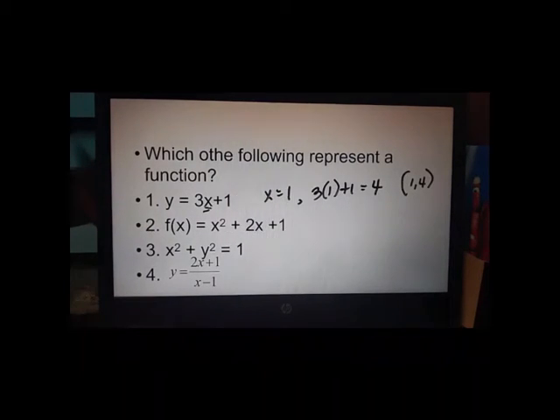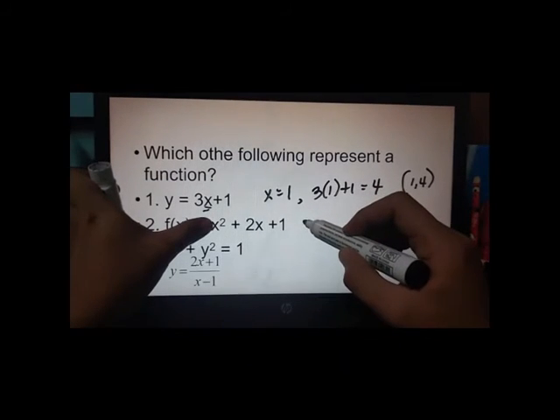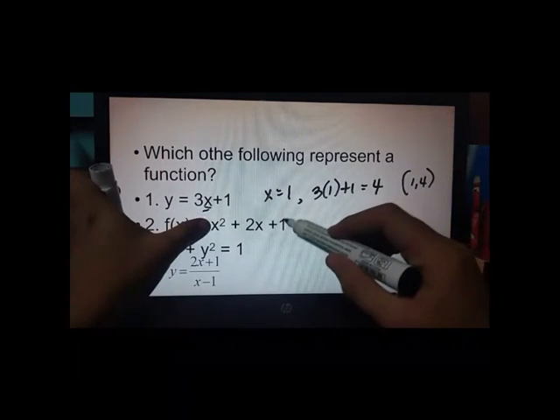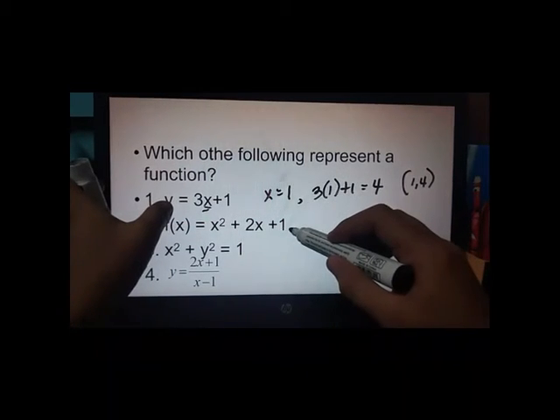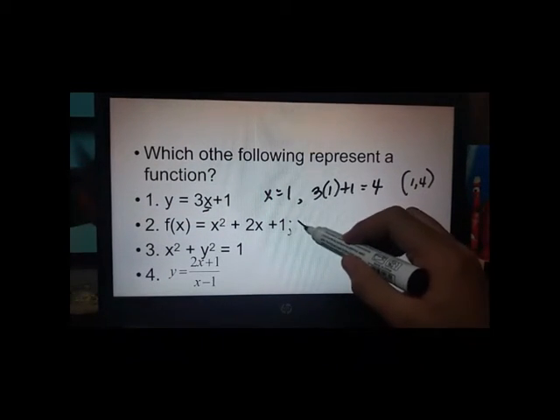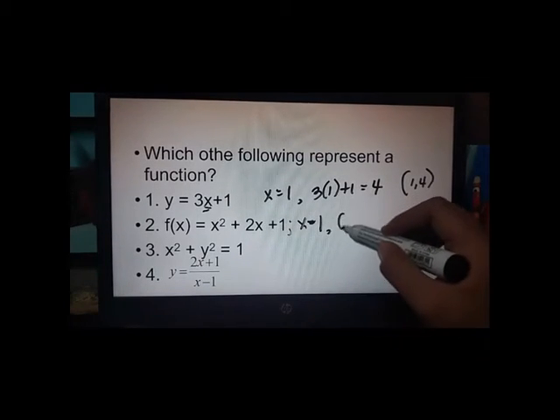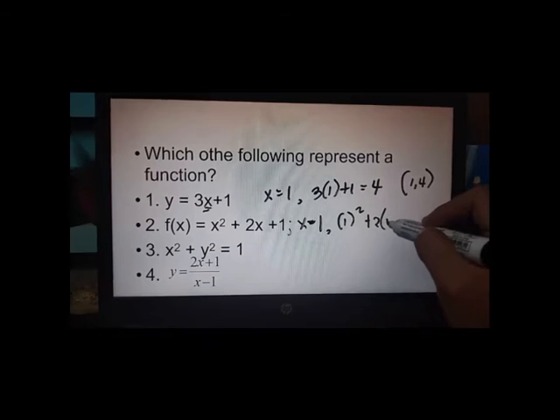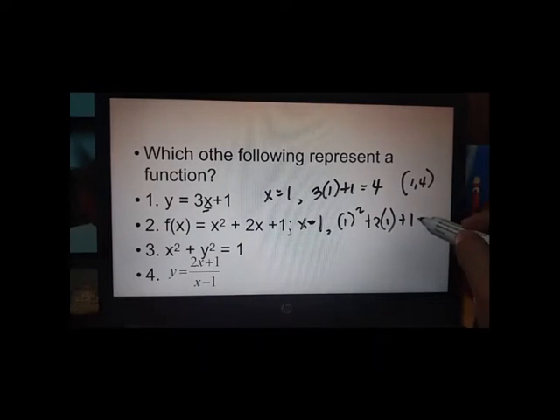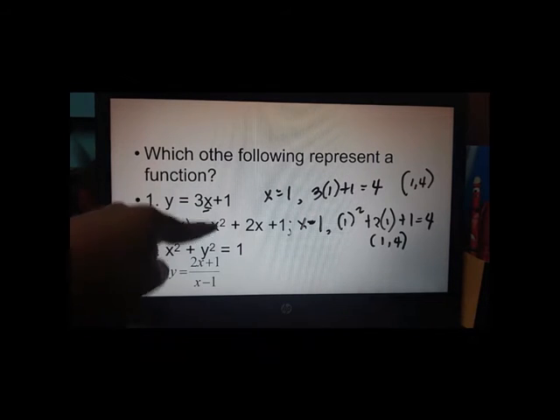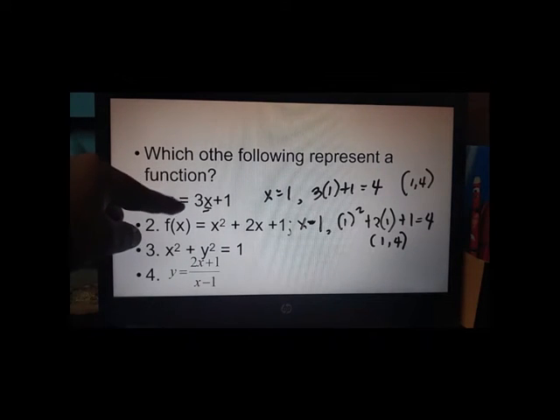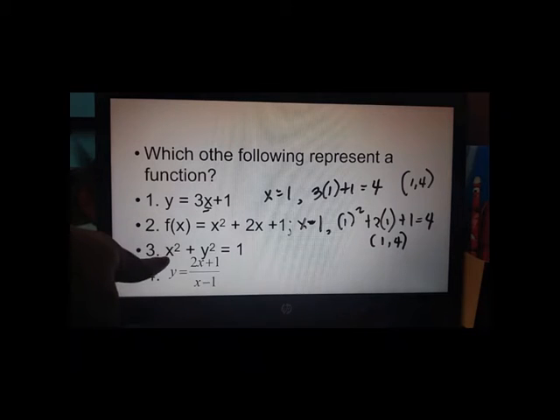Next, x squared plus 2x plus 1. If we substitute x by any value, can we have one output if we process this? Let's take x equal to 1. So we have 1 squared plus 2 times 1 plus 1 equals 4. So we have an ordered pair of 1 and 4. So is that a function? Yes, it is a function because we can replace x with any value, but there is still only one value in the range.